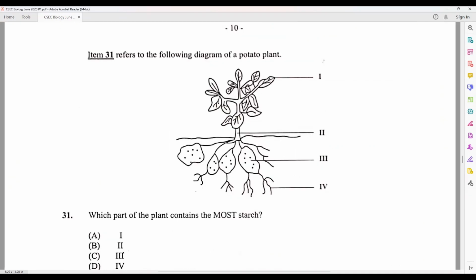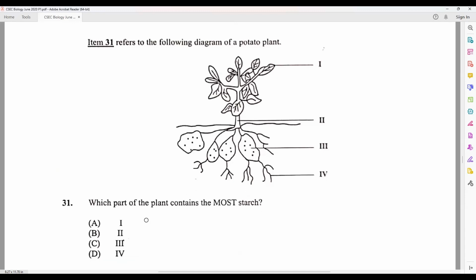Item 31 refers to the following diagram of a potato plant. Which part of the plant contains the most starch? And if this is a potato plant, we know these big bulbs down here are parts of the root that we like to eat, which you know as potato. So there contains the most starch because the plant is storing its food in its roots. So we're just looking for 3, which is C.